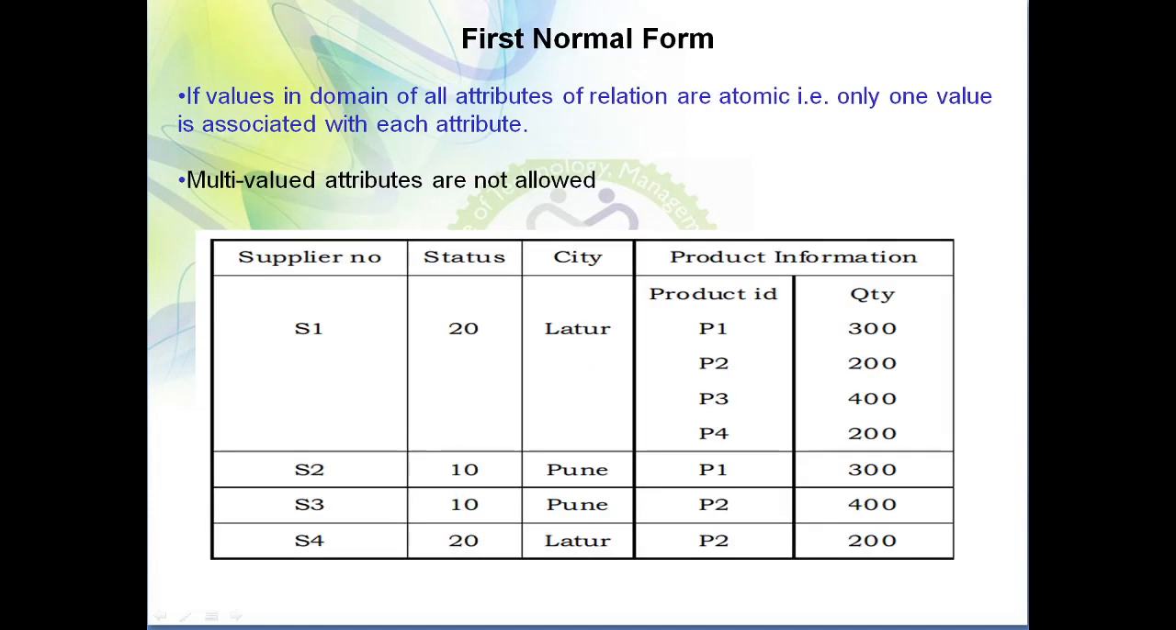Now next we'll discuss various types of normal forms. There are various types of normal forms: first normal form, second normal form, third normal form, BCNF, fourth normal form and fifth normal form. These are the various types of normal forms, and all these normal forms are totally based on the concept of functional dependency. Now we will discuss the various types of normal forms one by one.